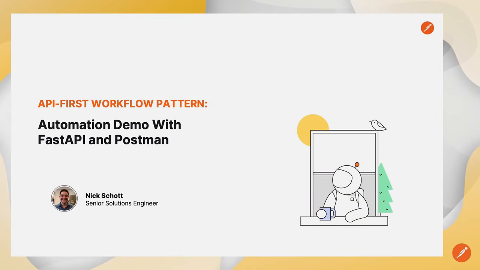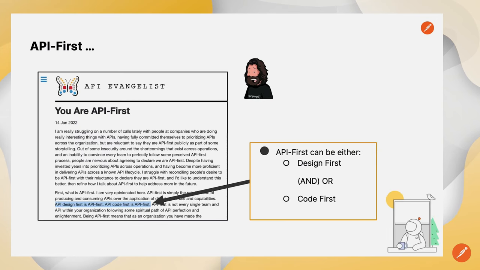I'm going to show an example of an API-first workflow that we can automate, where in this case, we're building the API in FastAPI, and then automatically generating collections, documentation, tests, monitors, and pushing that to the API network for discoverability. So when we say API-first workflow patterns, what do we mean?